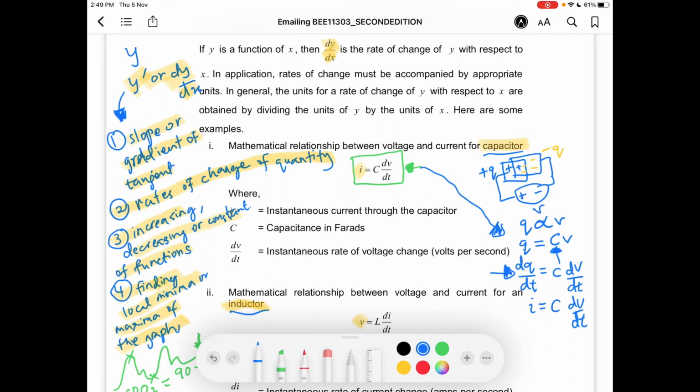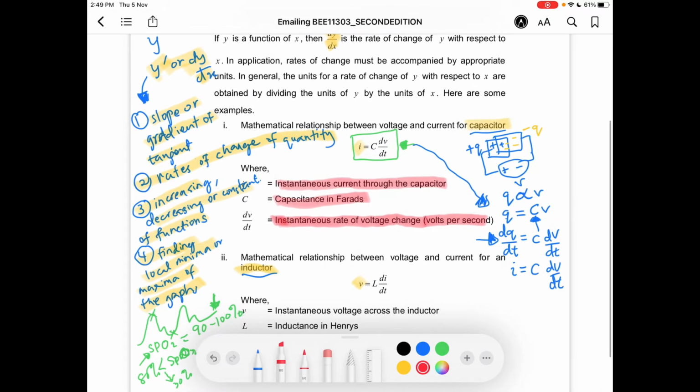You just need to remember, I is actually the instantaneous current through the capacitor. The C is the capacitance in farad, which is the constant quantity, and dV over dt is actually the instantaneous rate of voltage change, or volts per second.